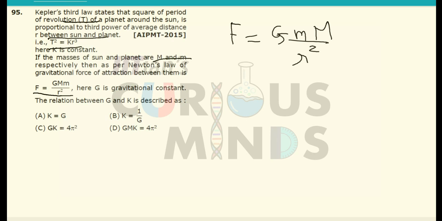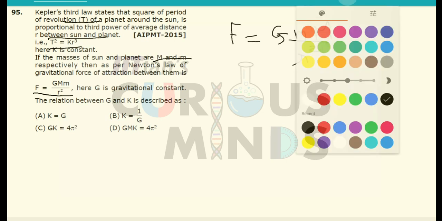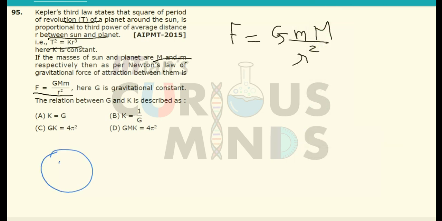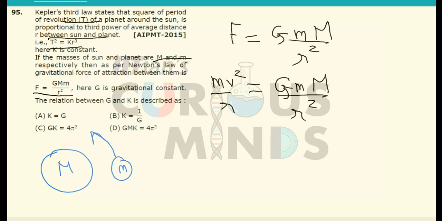So now in this case, T square is directly proportional to r cube, so we have to find out the relationship between them. Now what is the proportionality over here? If I consider this as the sun of mass capital M, and this is the planet of mass small m, I can say that if a planet performs a circular motion around the sun, the necessary centripetal force m v square by r is provided by the gravitational force, which is equal to G m M divided by r square.